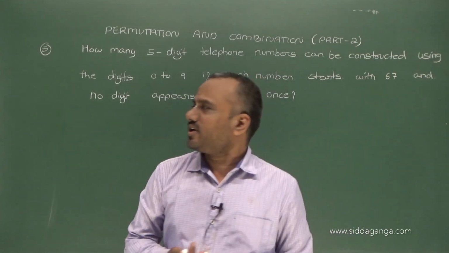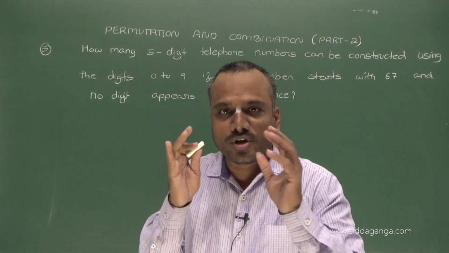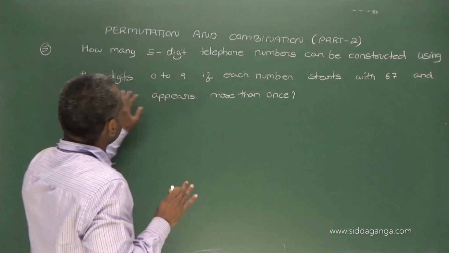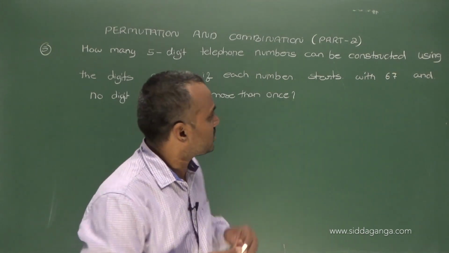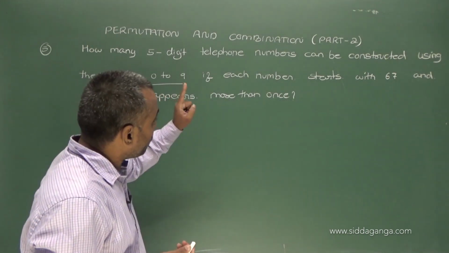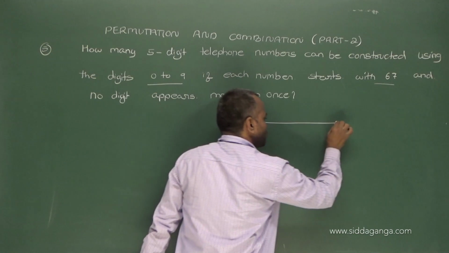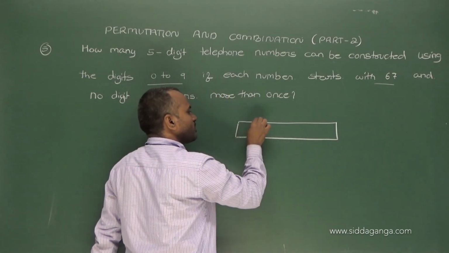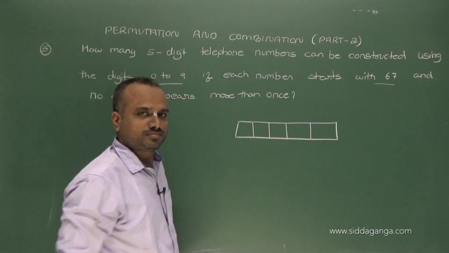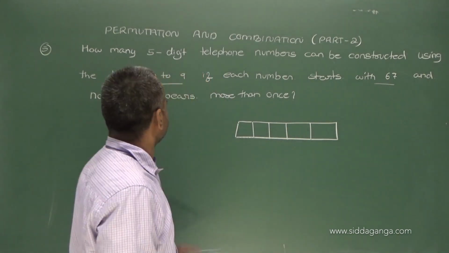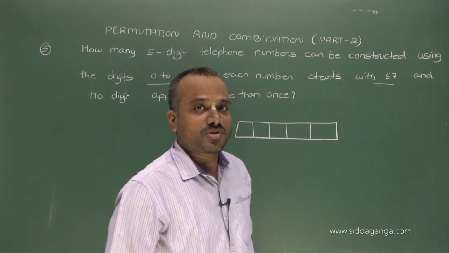See the problem very carefully. What he asked: how many 5-digit telephone numbers can be constructed using the digits 0 to 9? One more condition: each number starts with 67. So we write 5 boxes, for a 5-digit number, 1, 2, 3, 4, 5.